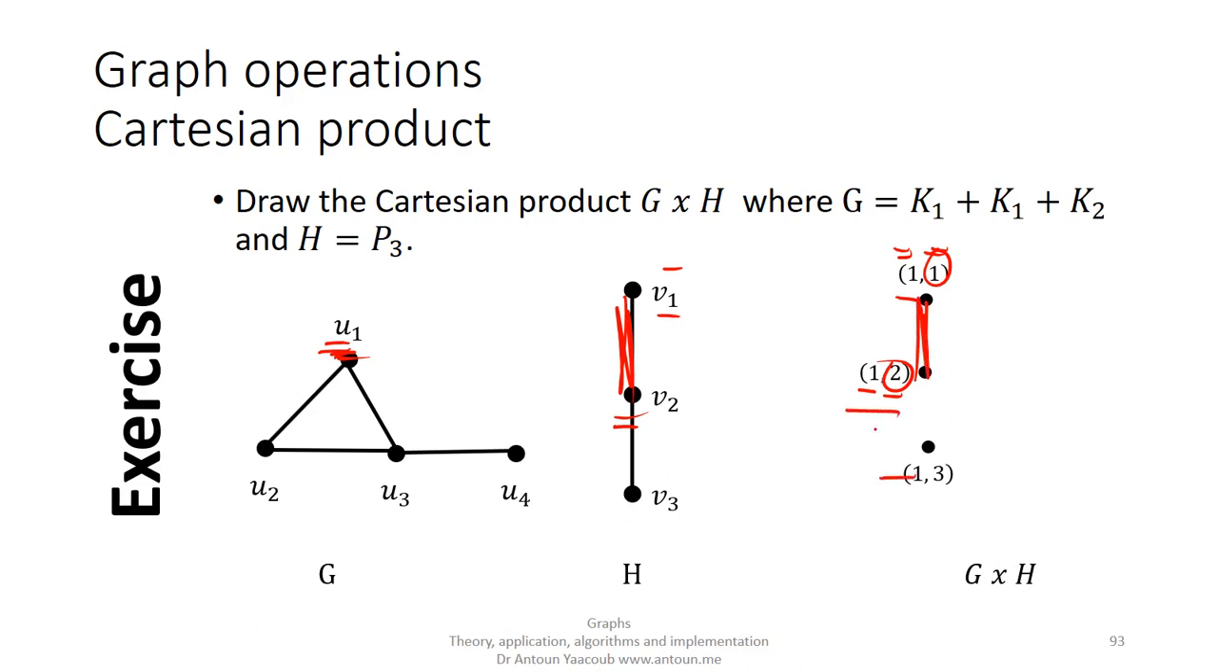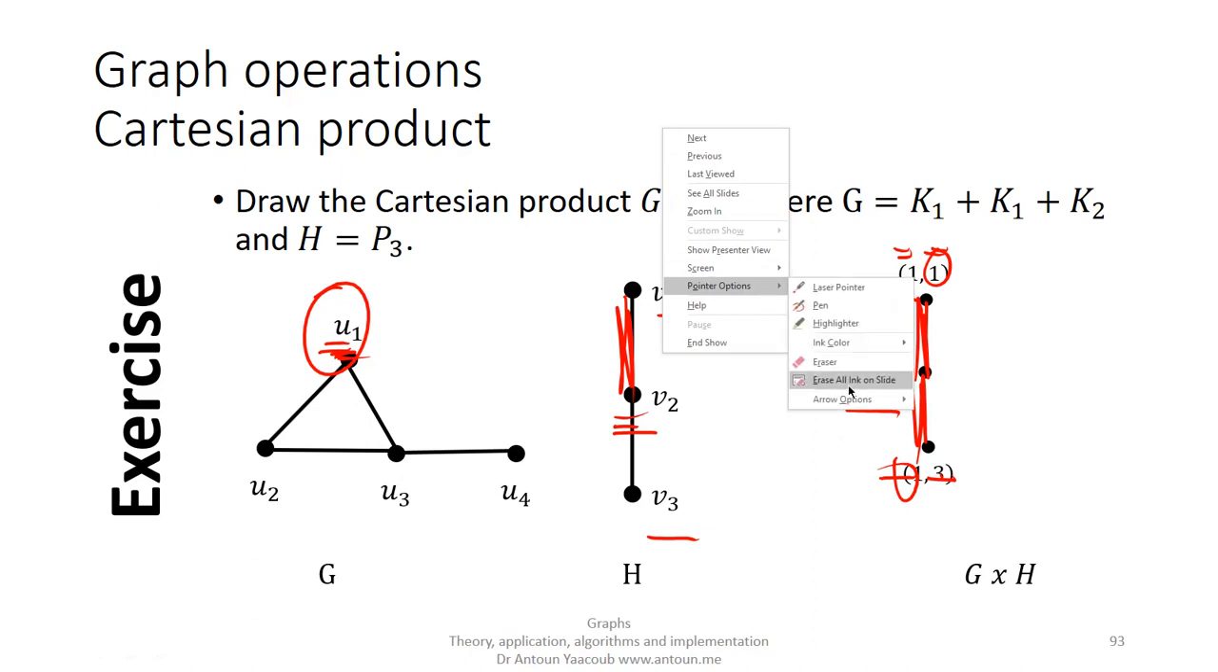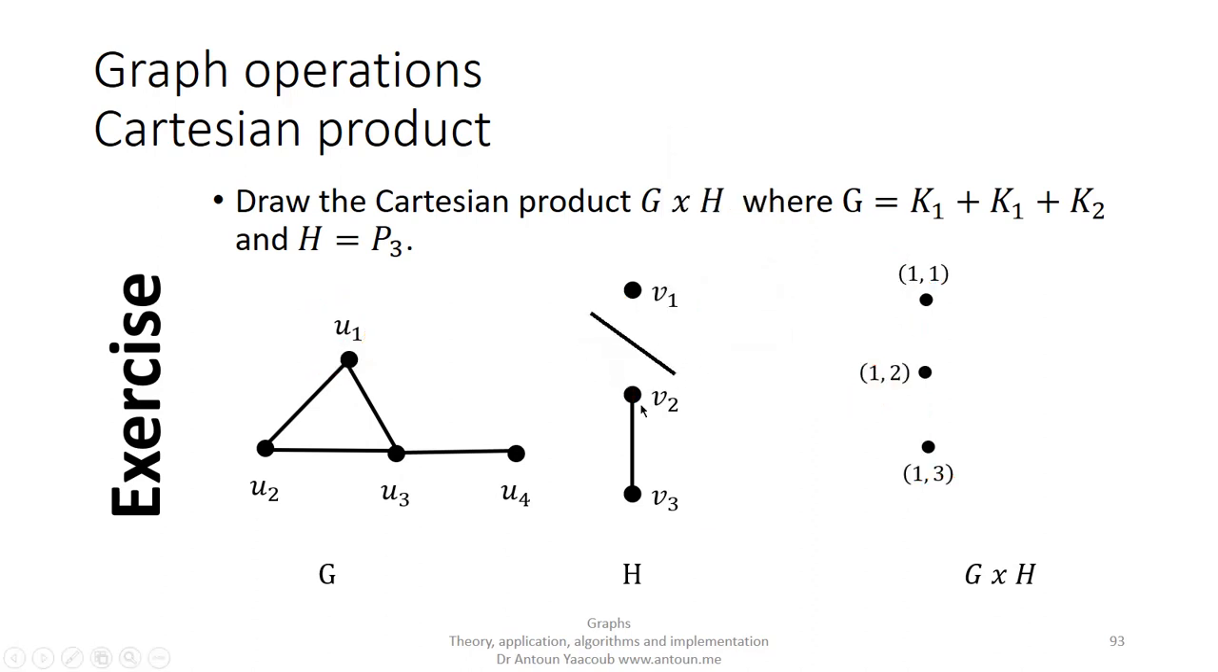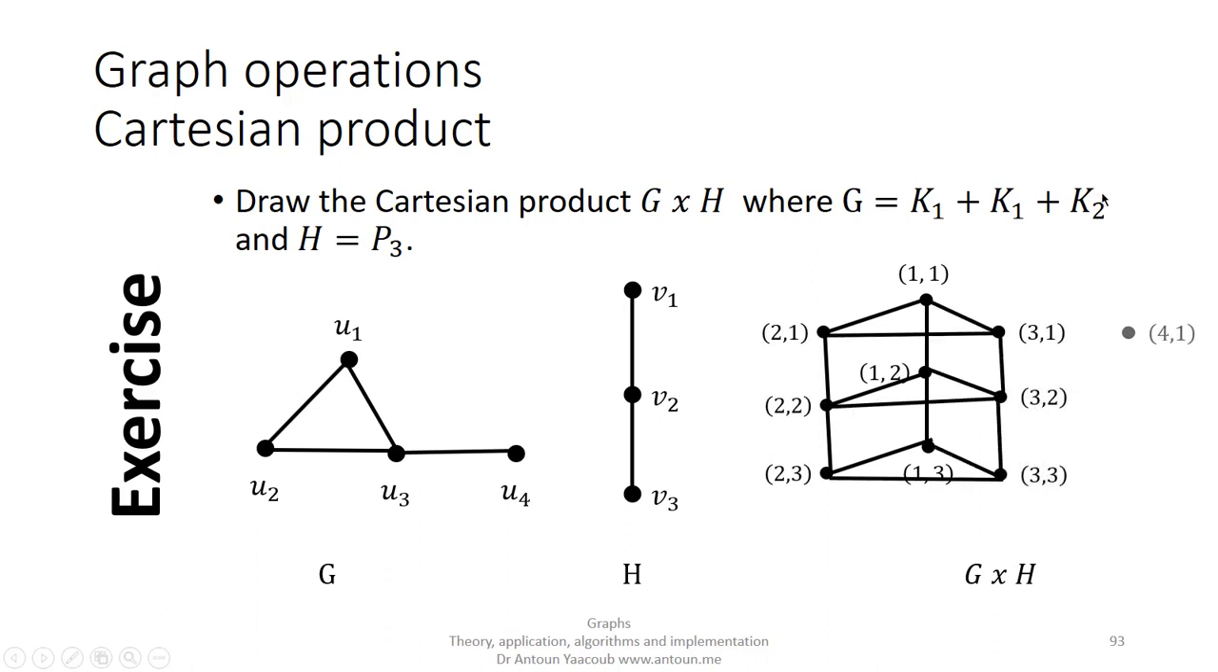The same here, I have 1 2 and 1 3, so I will look in the first graph for the vertex equal to u1, and then I will see if there's an edge between v2 and v3. Yes, there's an edge between v2 and v3. So we'll go like this, and at the end we'll have the Cartesian product between these two graphs. It's very easy to construct whenever you understand how we do that.